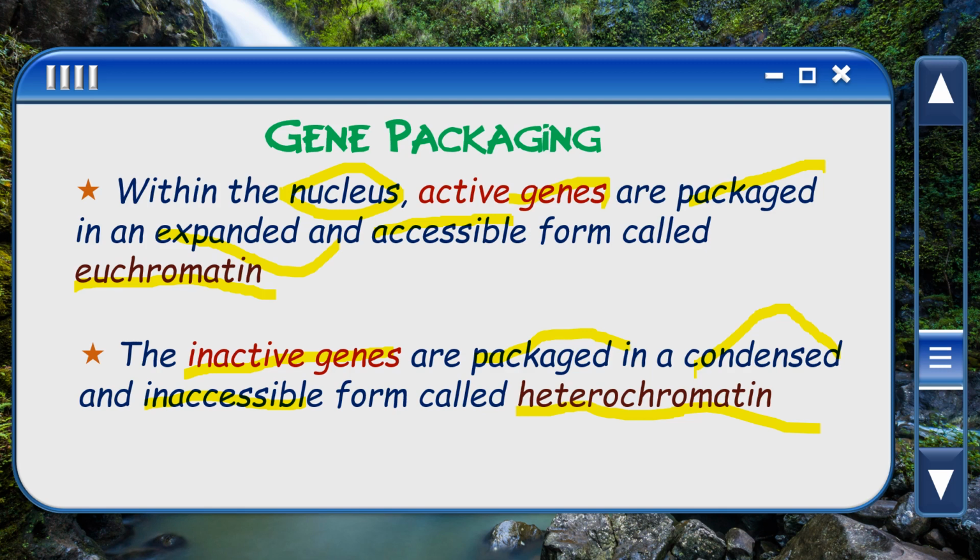Those are inactive genes. Those that are going to express themselves in that particular or specific cell are the ones that we call euchromatin, and they are the ones that will be expressed.